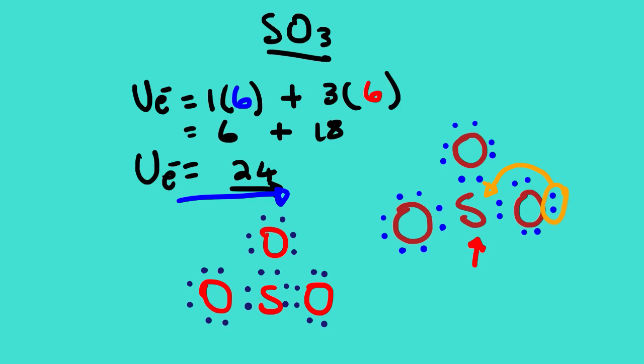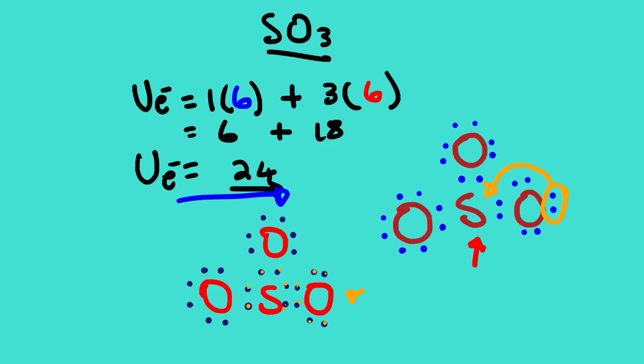Now looking at this, we can count how many valence electrons. Sulfur has 1, 2, 3, 4, 5, 6, 7, 8. You can see it has reached the octet state. Looking at this oxygen, we have 1, 2, 3, 4, 5, 6, 7, 8. It's also satisfied, and the other 2 oxygens are also satisfied.